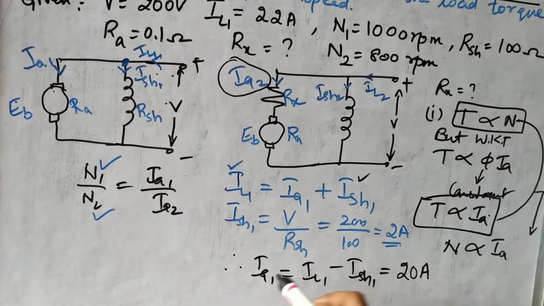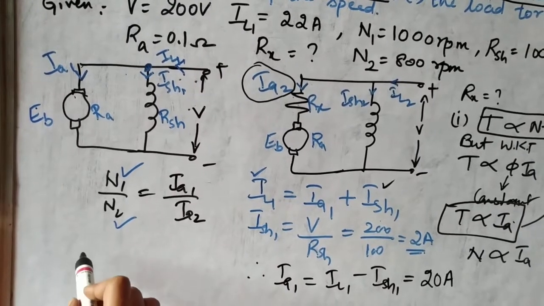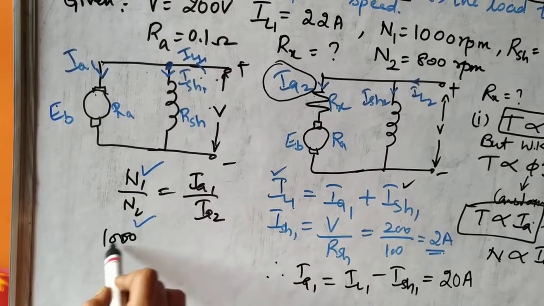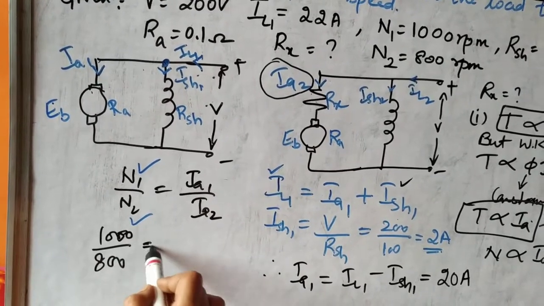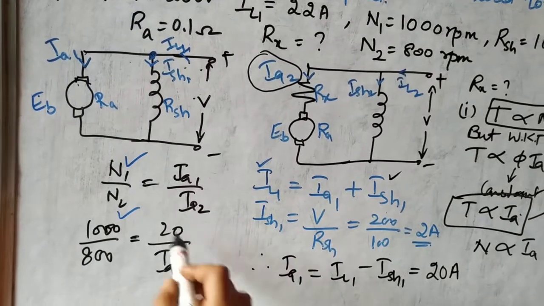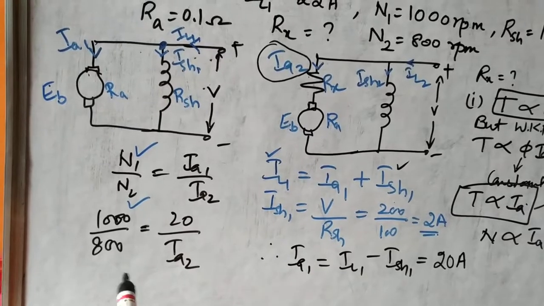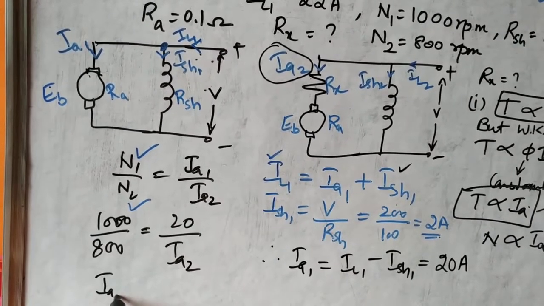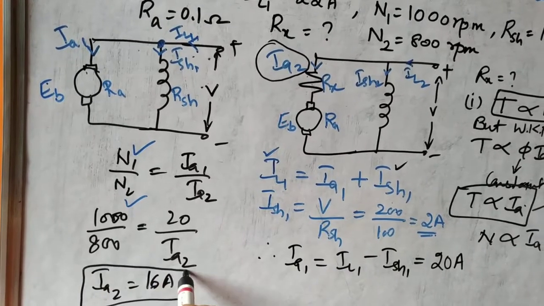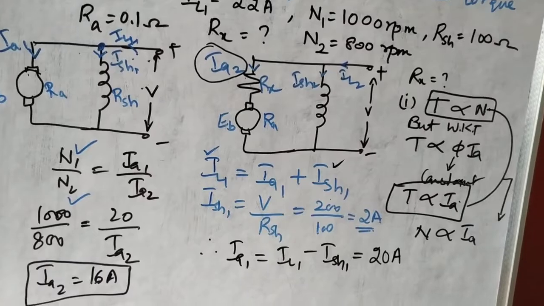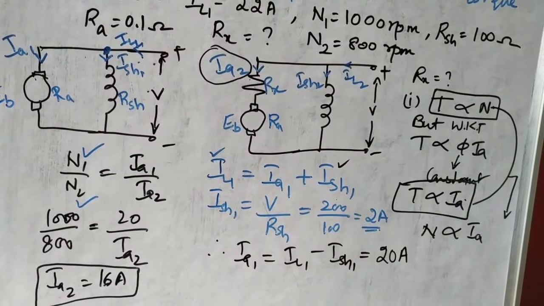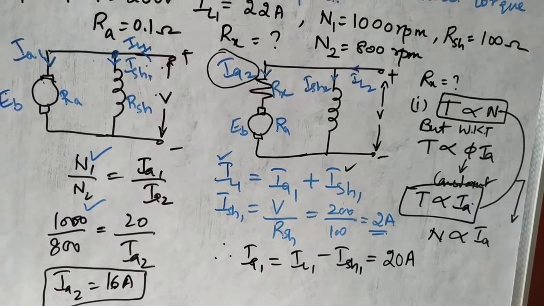Once you know Ia1, let us substitute here. What is the speed N1? 1000 divided by N2, 800, equals Ia1, 20, divided by Ia2. Just perform a cross multiplication and you will get Ia2 as 16 amperes. This is the value we get, the current which will flow through this Rx. Now you can find out what will be the Rx.